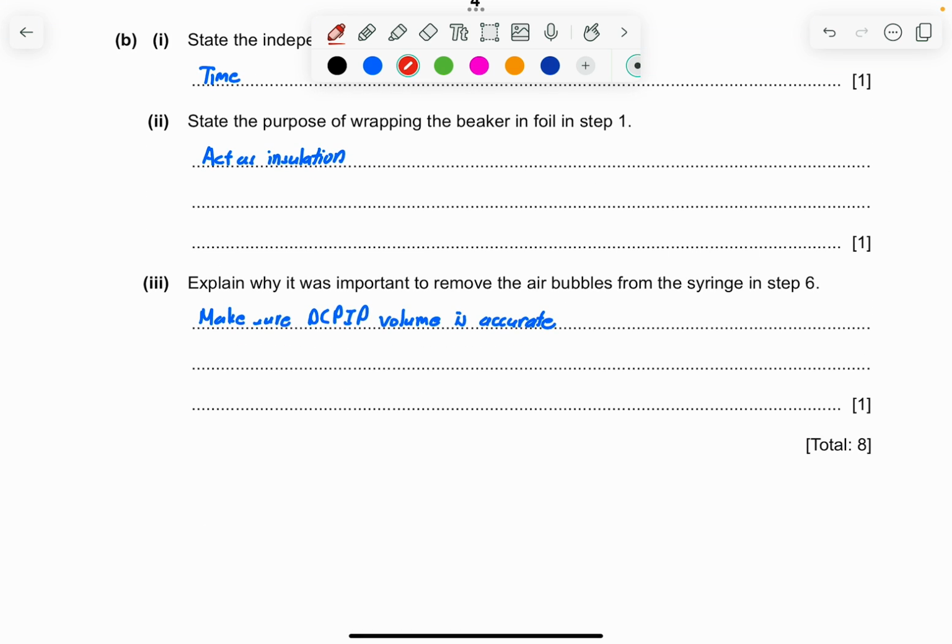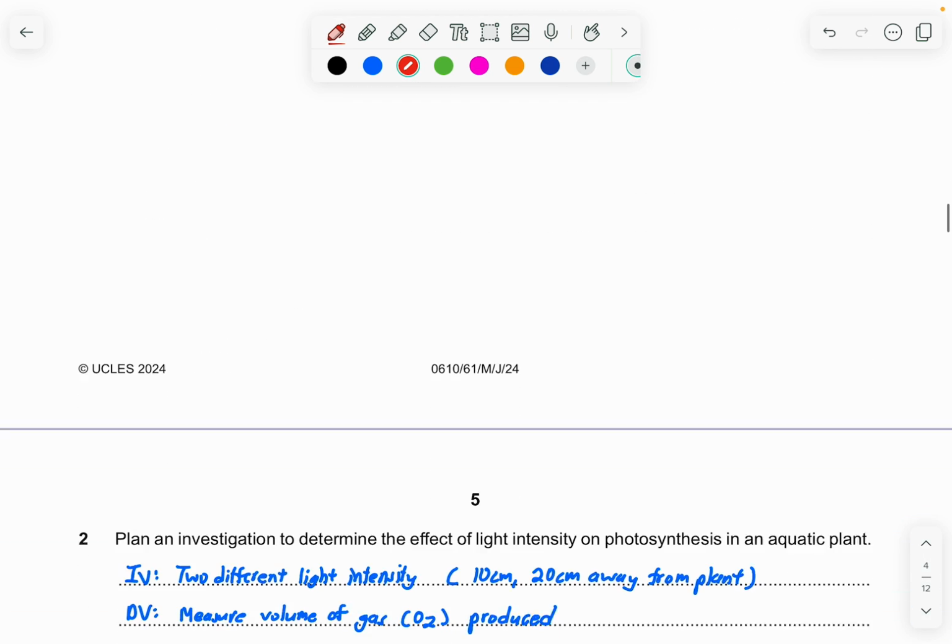And part 3, explain why it was important to remove the air bubbles from the syringe in step 6. Again, it is to make sure that the DCPIP volume is accurate, because air bubbles can disturb the actual reading of the syringe. Other answers are that it would affect the volume of DCPIP, or an incorrect volume of DCPIP will be recorded, because even a little anomaly can make the volume a bit inaccurate.